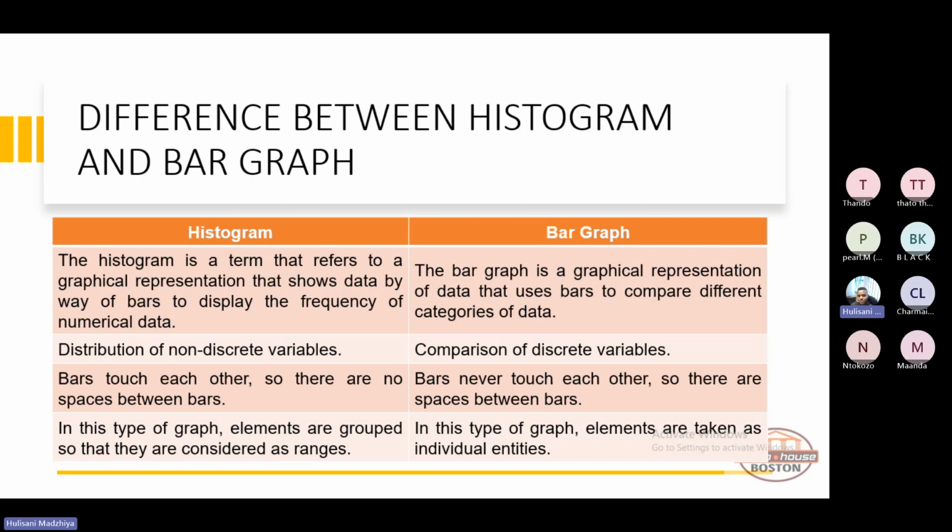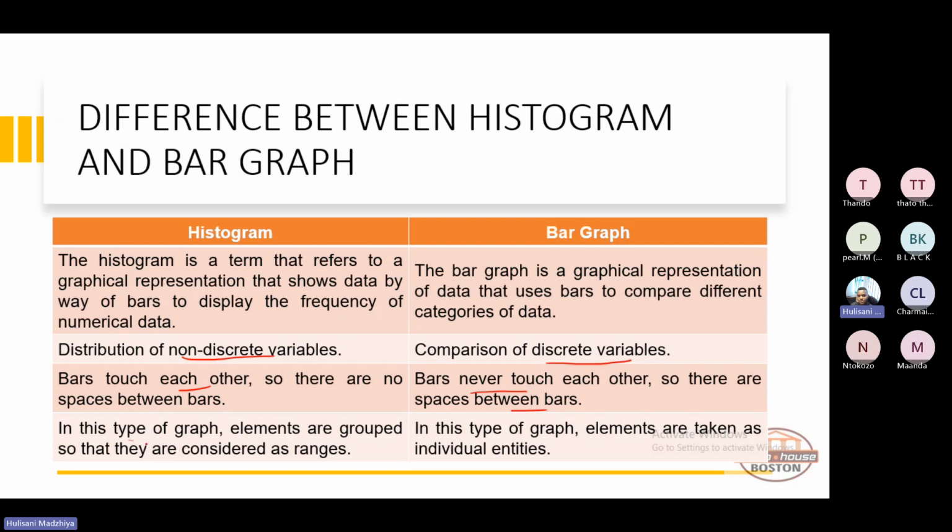One of the most important things is that the histogram uses continuous data, which means that it works with non-discrete variables, whereas the bar graph works with discrete variables, which means that your data needs to be discrete data. Then the bars touch each other on the histogram, whereas on the bar graph, the bars never touch each other. There is space in between, and the space is supposed to be the same. So if the spacing is 2 centimeters, then between every bar there should be a space of 2 centimeters.